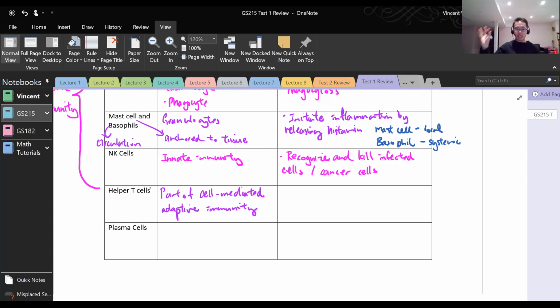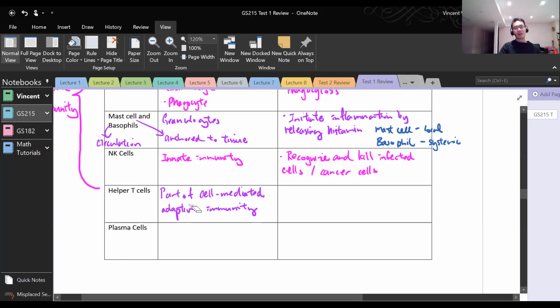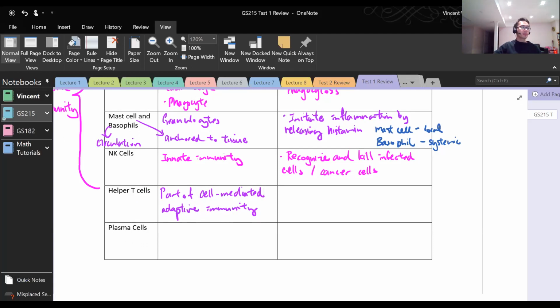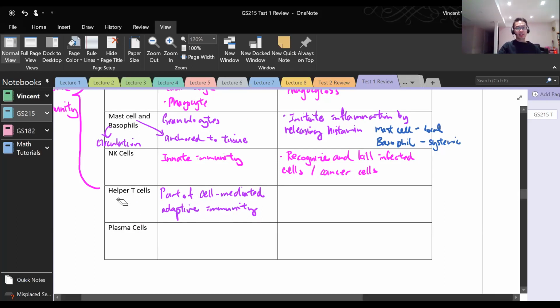So everything that has to do with T cells is what we call cell-mediated adaptive immunity. Everything that has to do with the B cell, that would be the antibody mediated, right? Okay. So what does helper T cell do? Helper T cell will activate a naive B cell. Okay. And you know, they coordinate immune response.